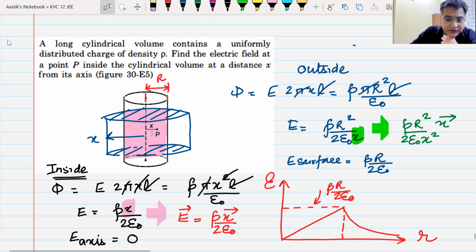Do we understand this, or has this gone above our head? Understood, sir. Anyone has noted this down? Yes or no? Done, sir. Shall we move ahead? Yes, sir. I'm looking for a question.